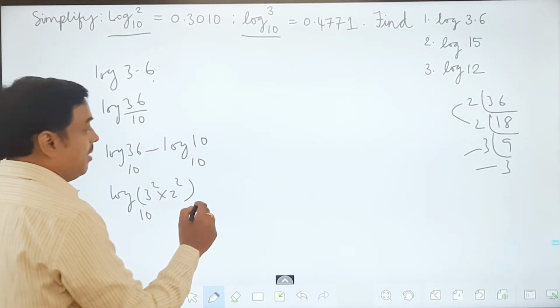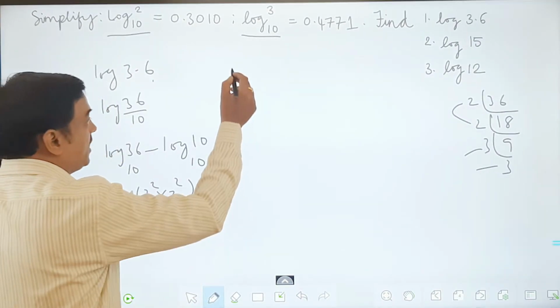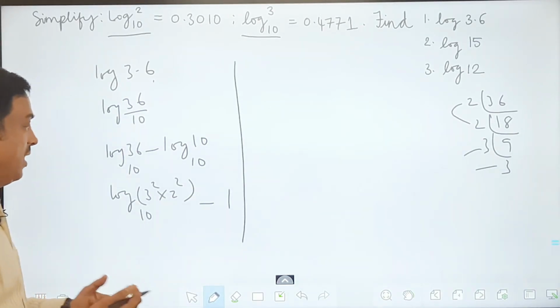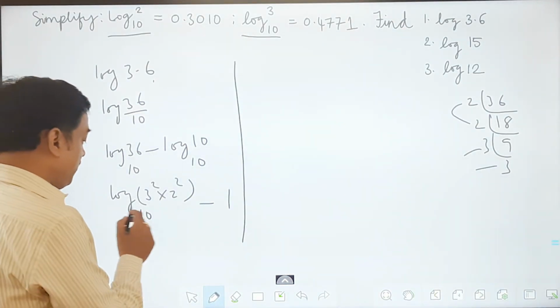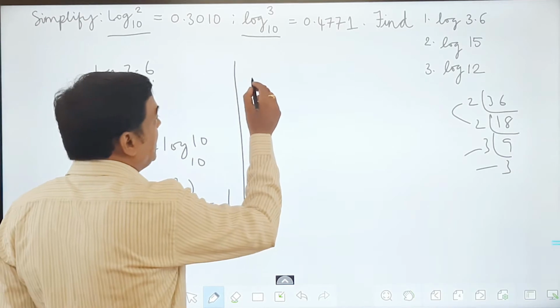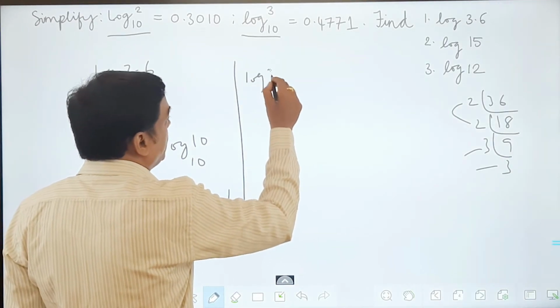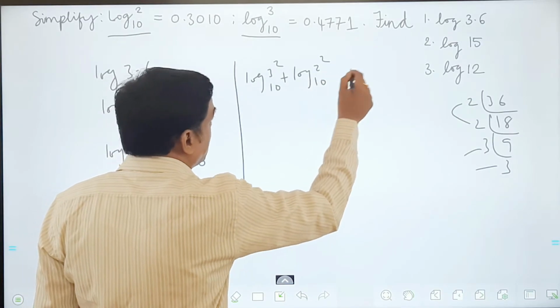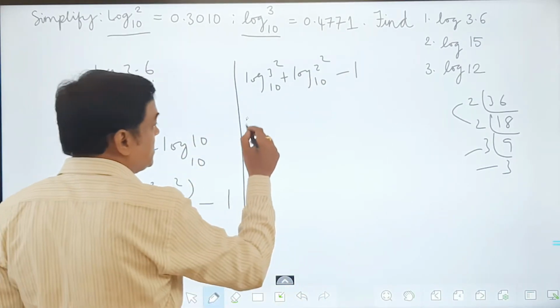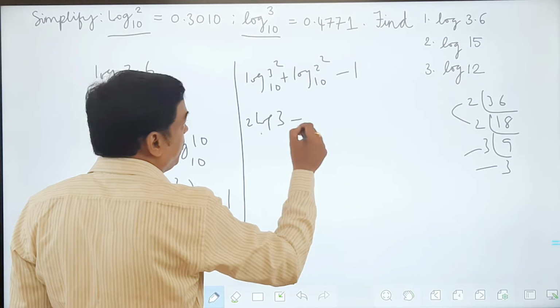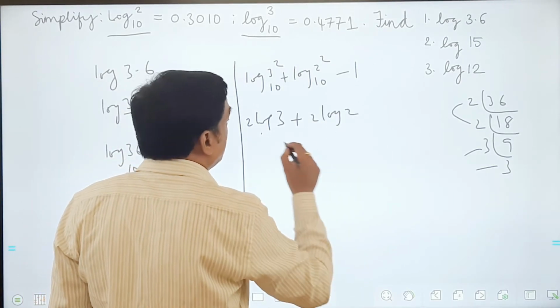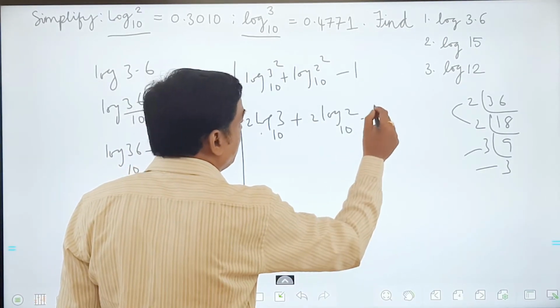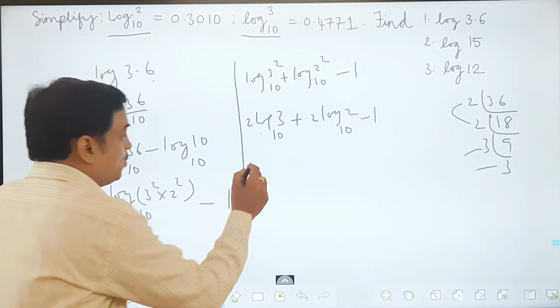Base 10 minus 1, because log 10 base 10 is equal to how much? 1. We know that value, right? So now if I expand this, I'll get log 3 square base 10 plus log 2 square base 10 minus 1, and this is 2 log 3 plus 2 log 2 base 10 minus 1. So what is 2 into log 3?